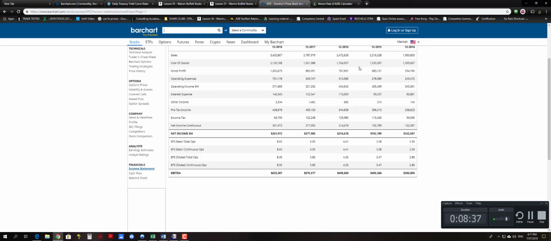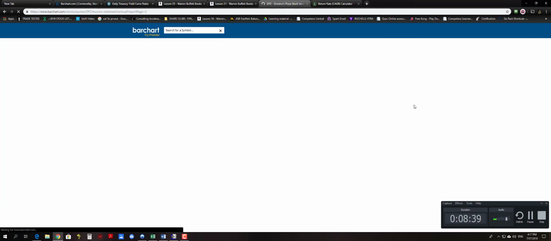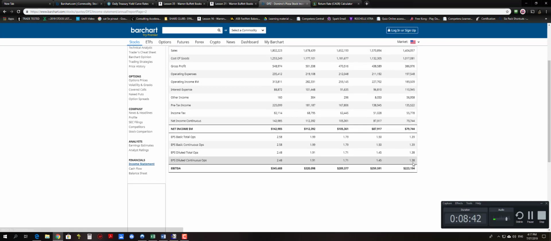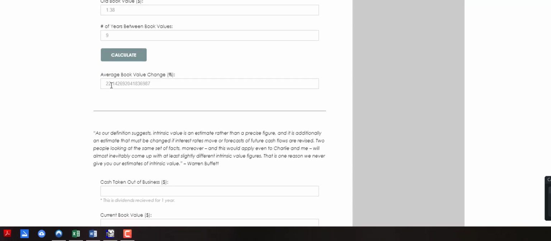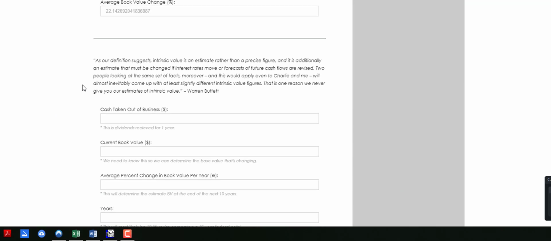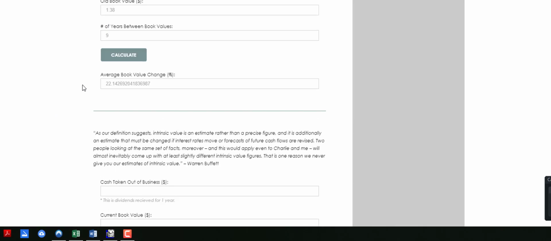So we'll go back to the old 2009. And remember when I said before, the first year is not counted, so you go from one to the second to be first. So it's $1.38. Basically this is 9 years, so put in old book value of 1.38, years between values, 9 years, and calculate. So we've got 22.14% average growth of that particular stock. Make a mental note of that as 22%.